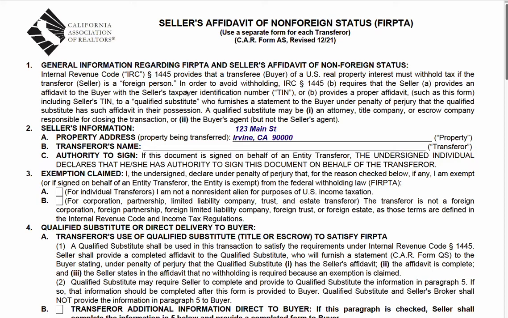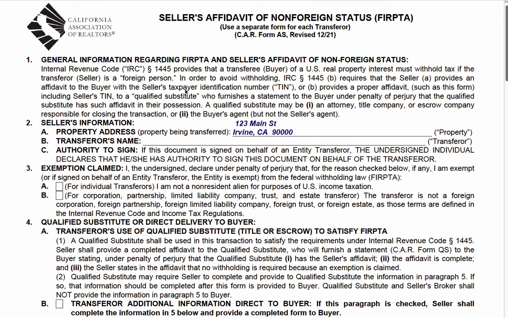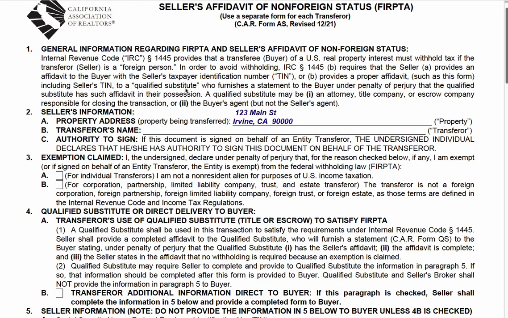Is it possible that the seller could be a foreign person? Absolutely. That's not rare at all in California. What if they don't pay the tax? Well, the buyer is on the hook for it. And I'll explain the nightmare I went through with the IRS in the past. But first, let me explain how to fill out this form very quickly.